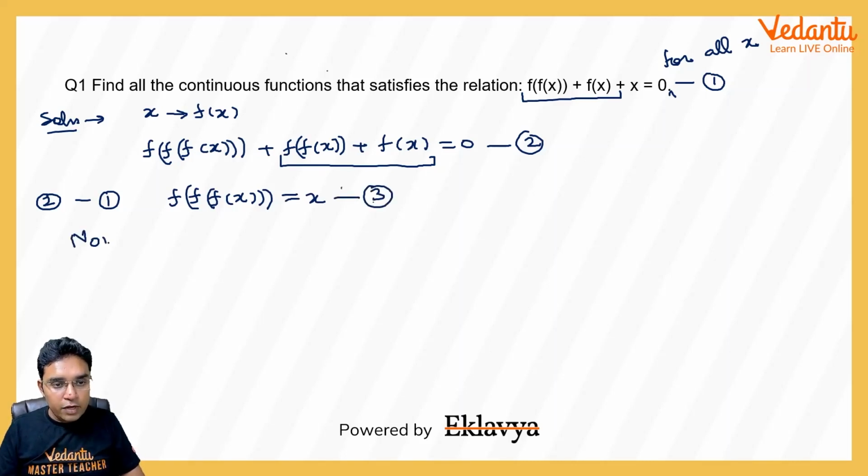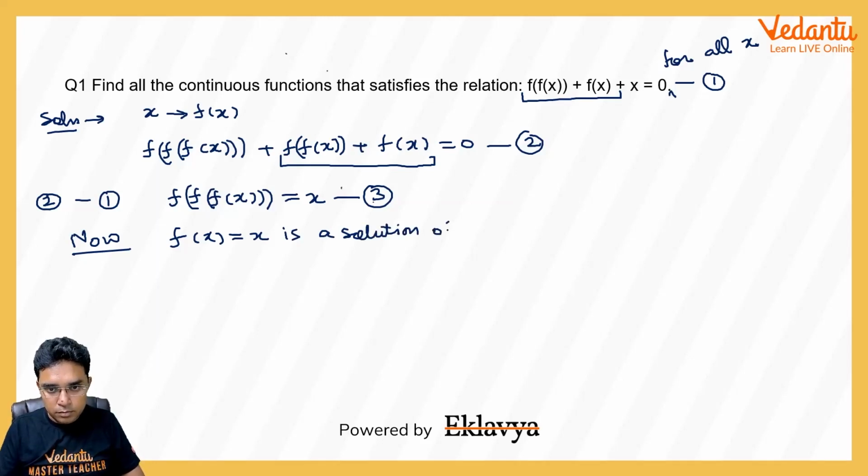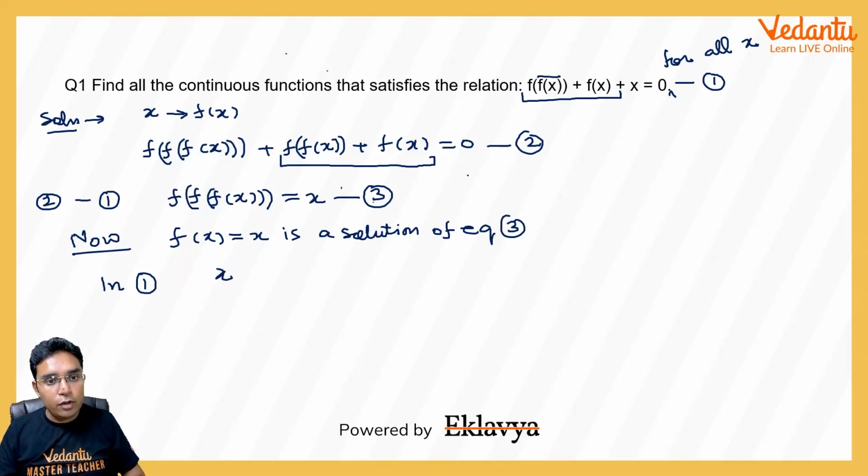Now, I think it is very much obvious to say directly that f(x) = x is a solution of equation number 3. Isn't it? Because f(x) = x means f(f(x)) will also be x and f taken 3 times will also be x. But if I put f(x) = x in equation number 1, then it will give us x, because f(f(x)) will also be x, and then x plus x is equal to 0, which gives us x = 0.